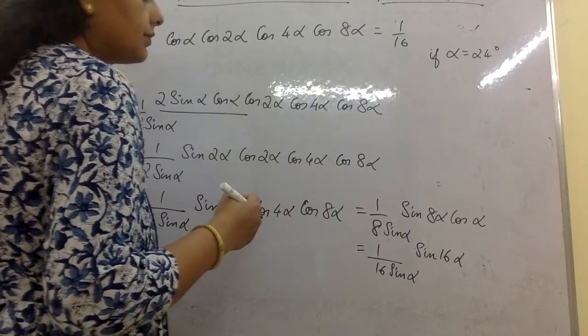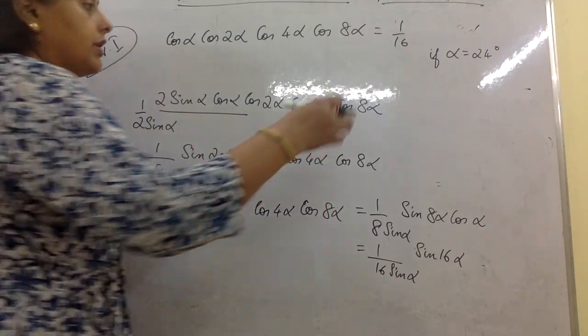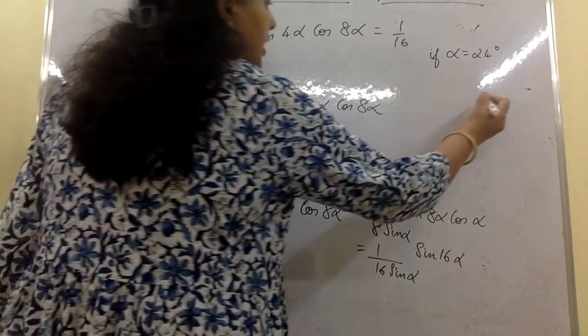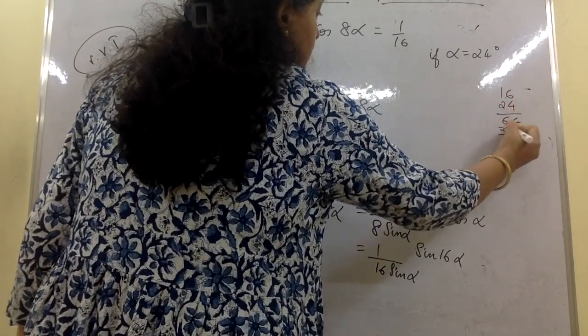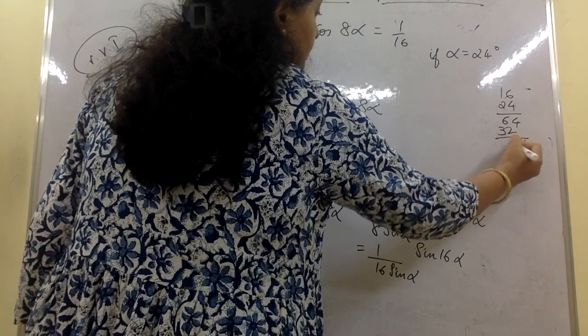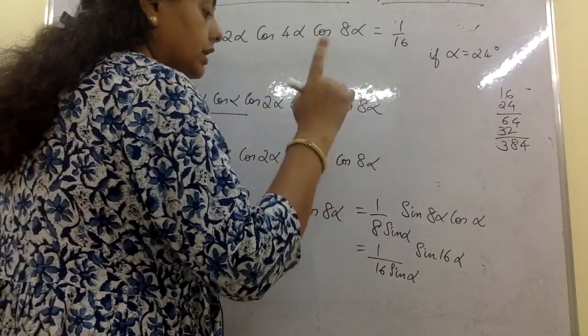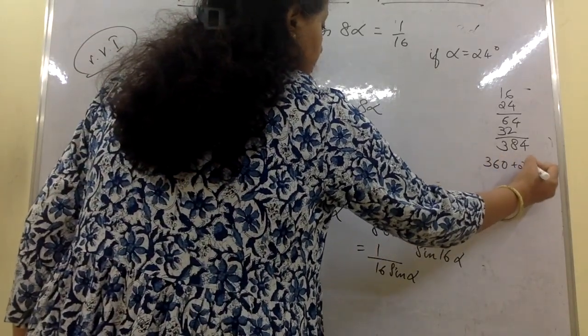Okay, now they have told if alpha is 24. So sine 16 alpha, 16 into 24, that is 384, right? It is 384. If it is 384, that means it is 360 plus 24.